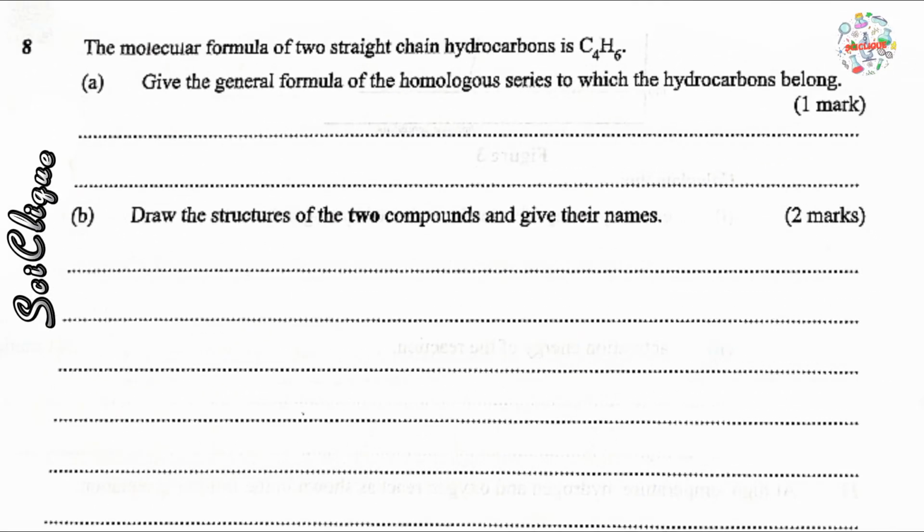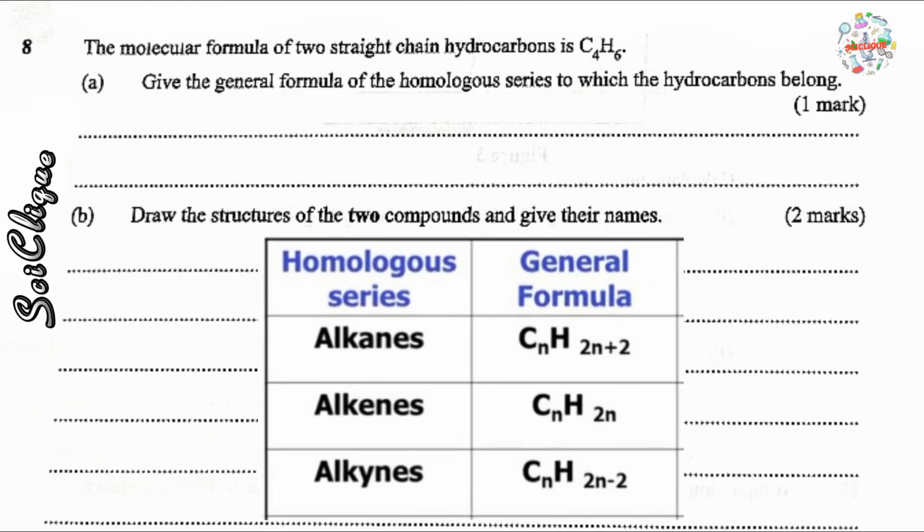Question 8. The molecular formula of 2 straight chain hydrocarbons is C4H6. Part A: give the general formula of the homologous series to which the hydrocarbons belong. When you talk about hydrocarbons, these are compounds that contain carbon and hydrogen only. There are 3 types: alkanes, alkenes, and alkynes. Each of these 3 has its own general formula. For alkanes, we have CnH2n+2, alkenes CnH2n, alkynes CnH2n-2.